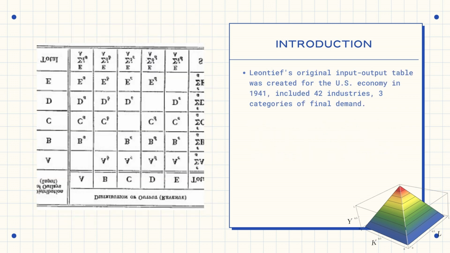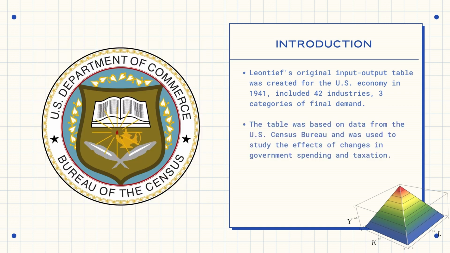Leontief's original input-output table was created for the U.S. economy in 1941, and it includes 42 industries and 3 categories of final demand: consumer goods, government goods, and investment goods. The table was based on data from the U.S. Census Bureau and was used to study the effects of changes in government spending and taxation.